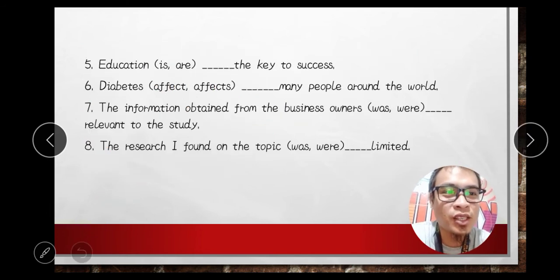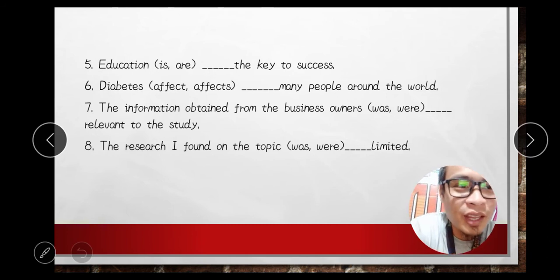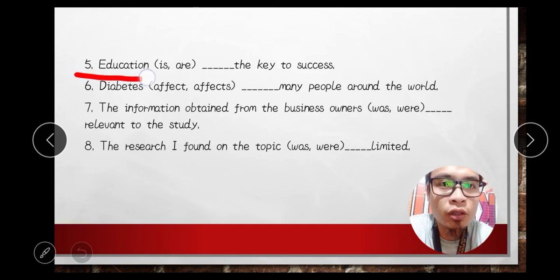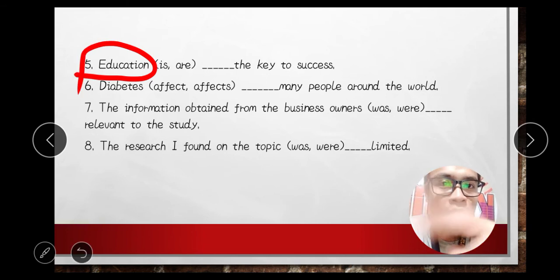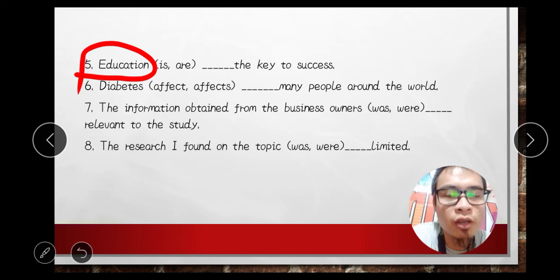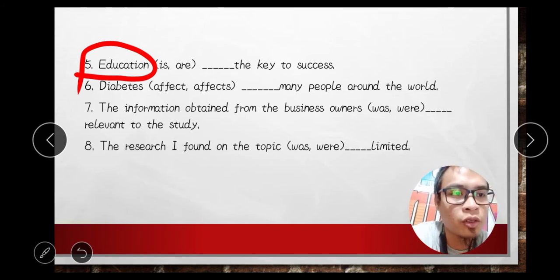Number 5. Let's go. Education is the key to success. So it's very clear that our subject in here is education. This is singular. So therefore, if the subject is singular, we take the singular form of the verb, which is. Check.